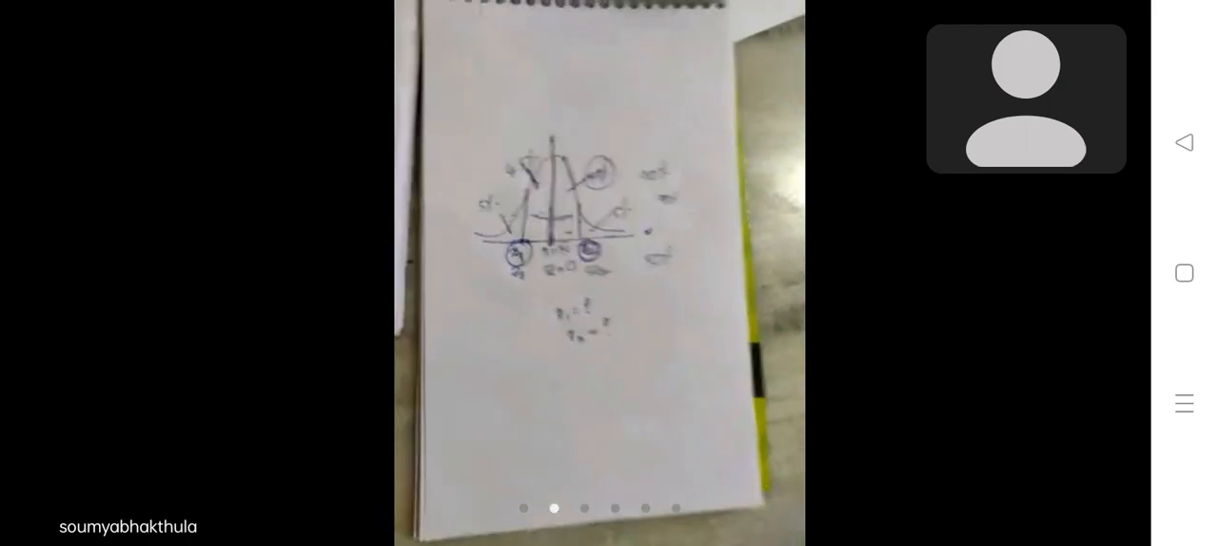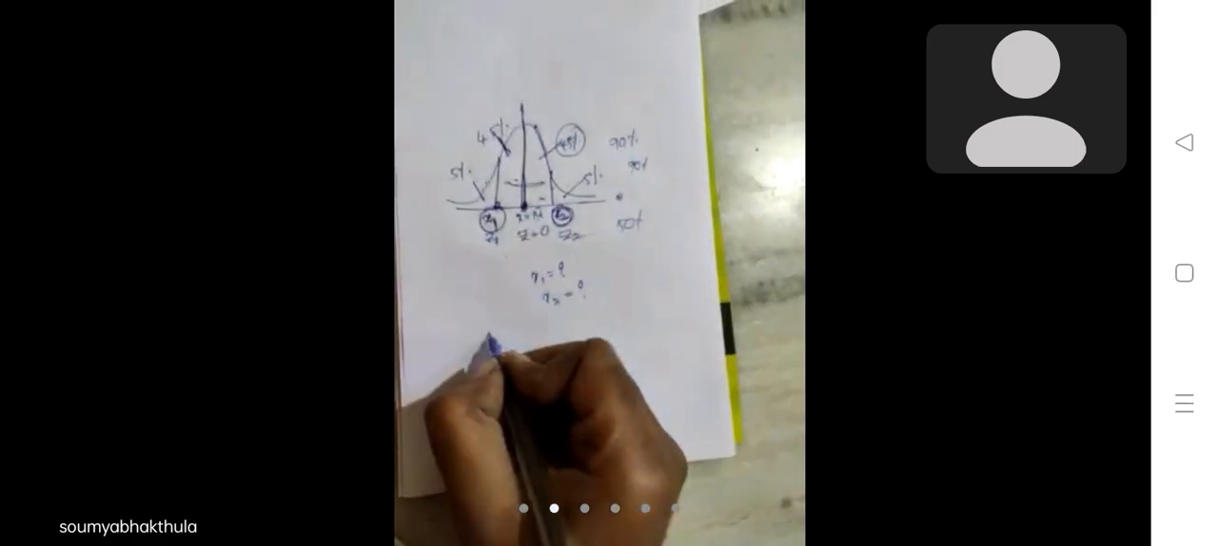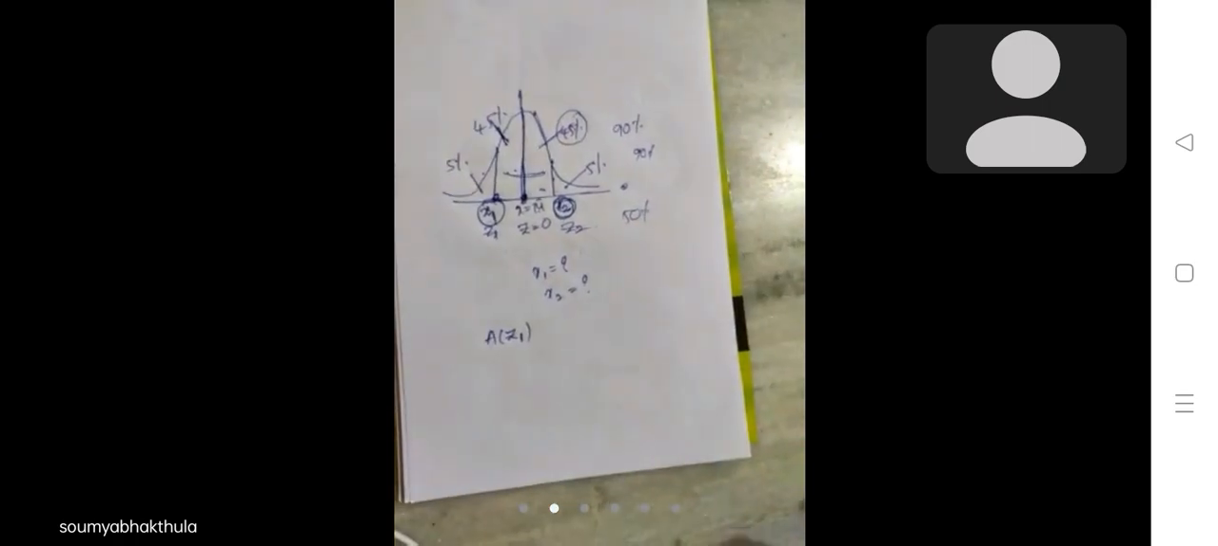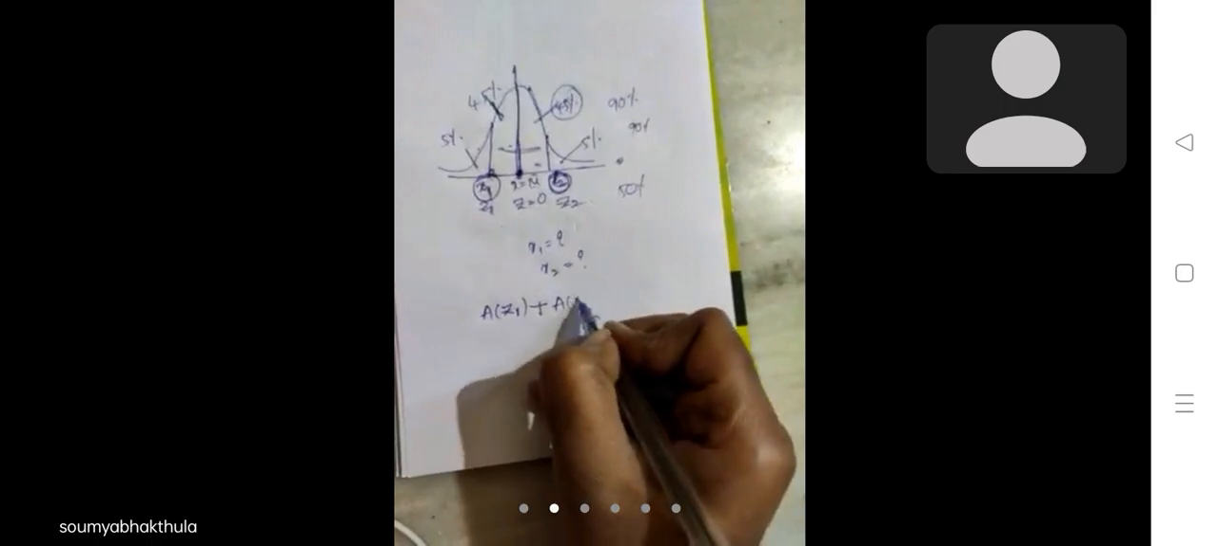Here, for the corresponding value of x1 I am taking z1, and for the corresponding value of x2 I am taking z2. So from here to here is the area of z1, plus from here to here the area of z2, equals from here to here 90%, so 0.9. The area is 0.9.